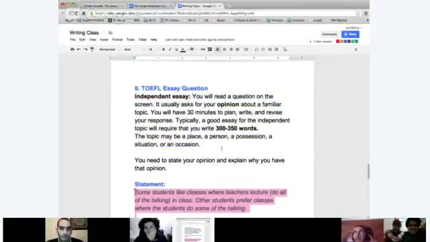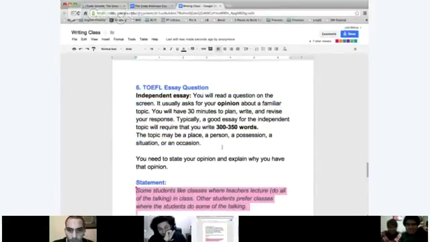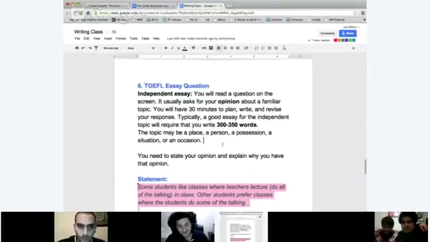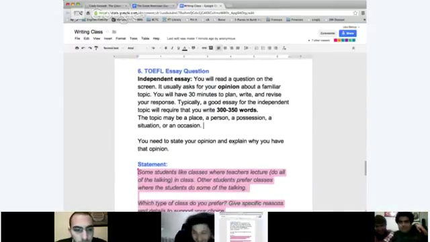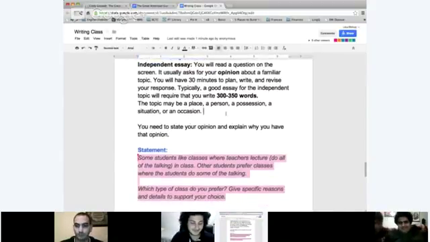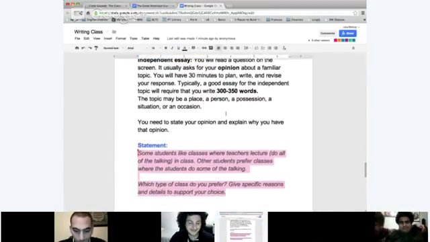It said, you will read a question on the screen, so that's when you're taking the actual test. It's online. It usually asks you for your opinion about a familiar topic, or your preference, or if you agree or disagree. And you'll have 30 minutes to plan it, write it, and revise it. So that's really important. Before you go to read your writing out loud to me, make sure you read it over and fixed some things. And then typically a good essay for the independent topic will require that you write 300 to 350 words.